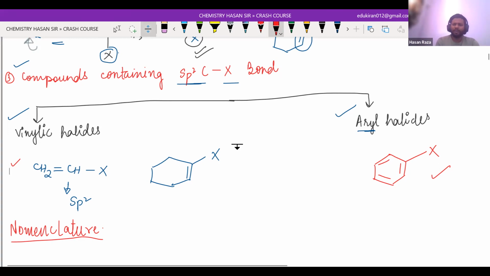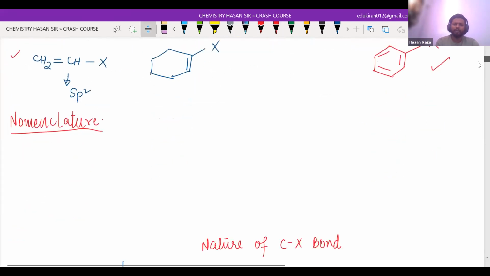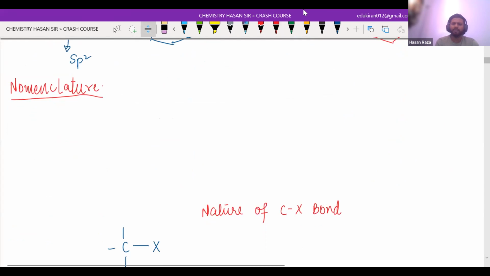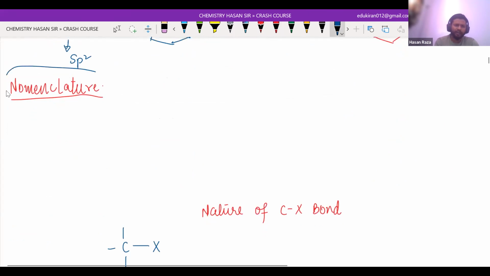Now see, the nomenclature you already know. You need to take care of this. Does anyone have any doubt in nomenclature? I think you can do that nomenclature easily. Right, Krishna? Yes, sir. Marita, Adriel, Aditya? Sir, can you explain common names?